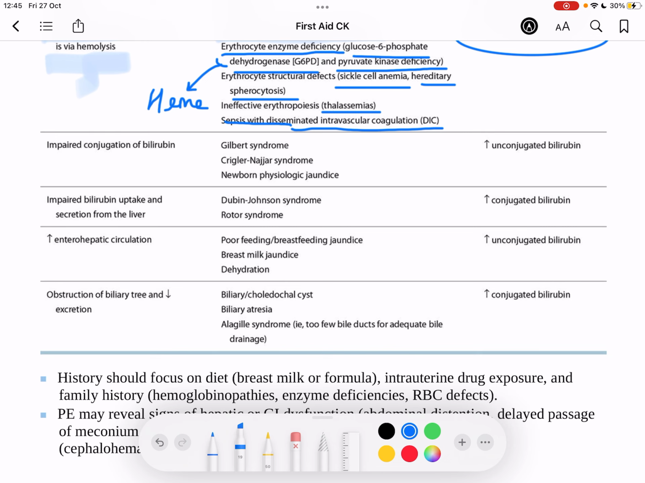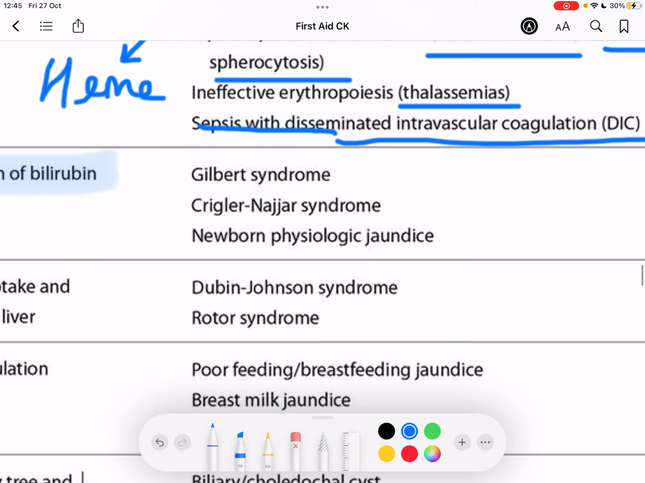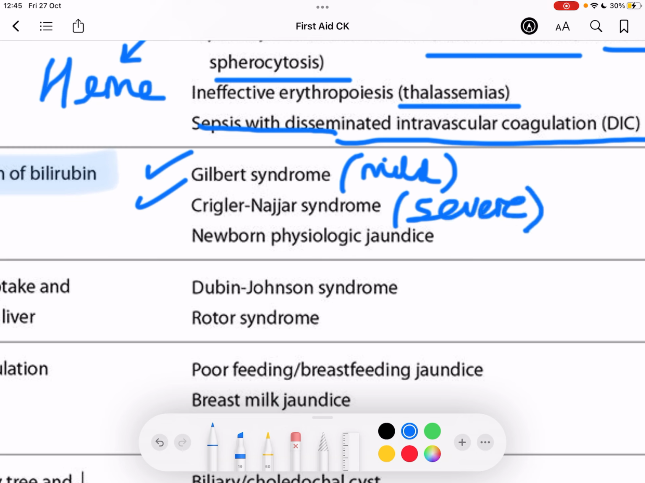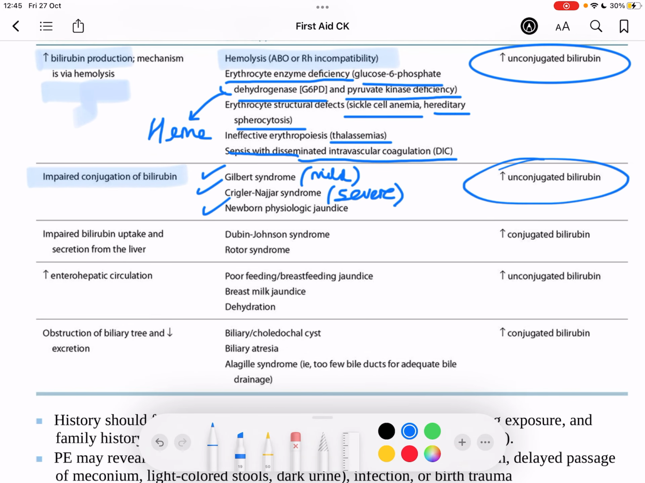Let's talk now about if we have an impairment of conjugation of bilirubin. We've discussed these already. Maybe it's due to Gilbert syndrome or Crigler-Najjar syndrome. Gilbert syndrome being a mild decrease in conjugation, Crigler-Najjar being a more severe defect in conjugation. Or maybe it's due to the physiological jaundice. One thing I didn't mention before is that babies tend to have a very slow conjugating enzyme, okay? Their enzymes are not working as effectively. So this also contributes to that physiological jaundice. These again have an increase in unconjugated bilirubin.